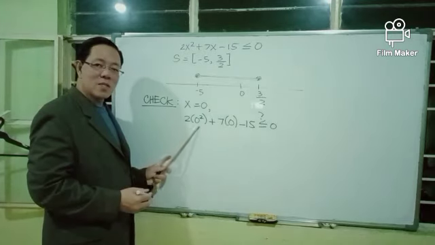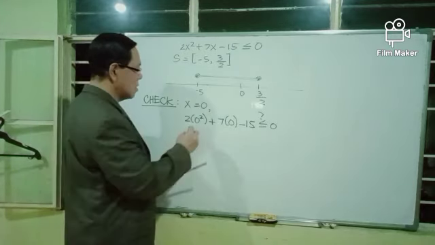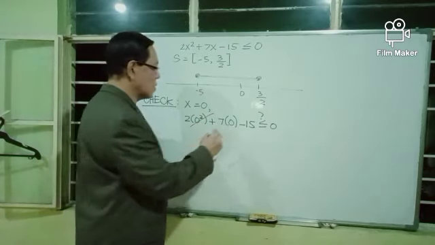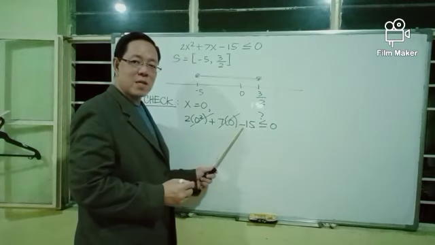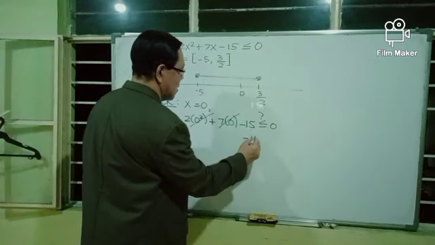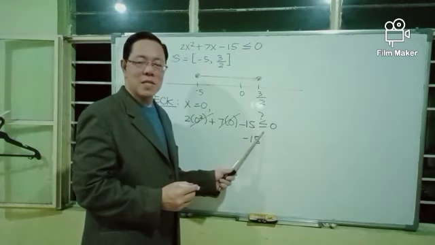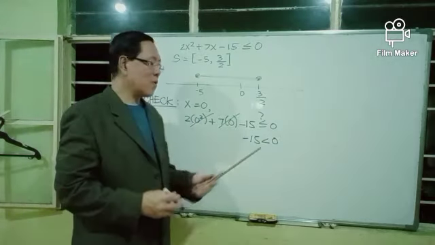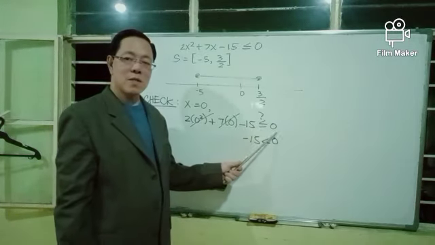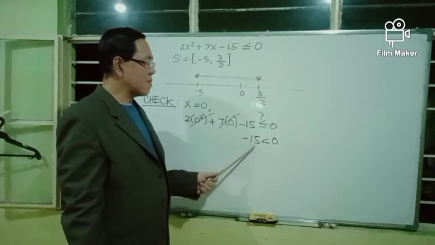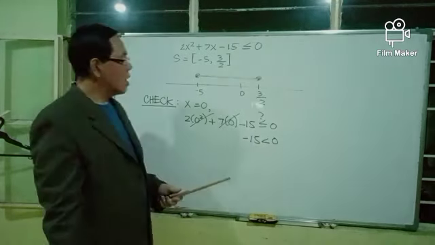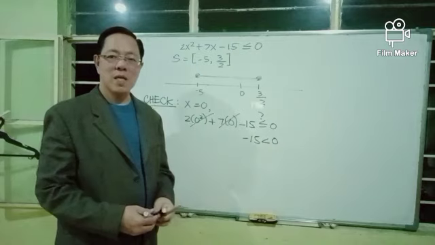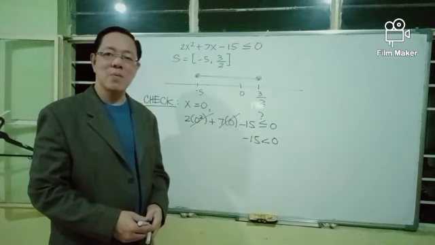But 0 squared is 0, multiplied by 2 is 0. So this term will go. 7 times 0 is 0. So the second term will also go. And we are left with -15. And -15 is certainly less than 0. The inequality less than or equal to 0 is satisfied. In particular, -15 is less than 0. I will take another real number between -5 and 3/2. I will take x to be equal to -1/2.